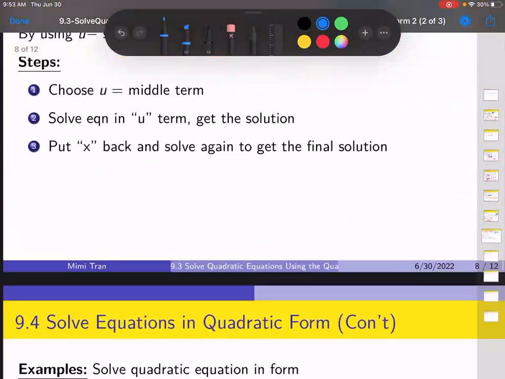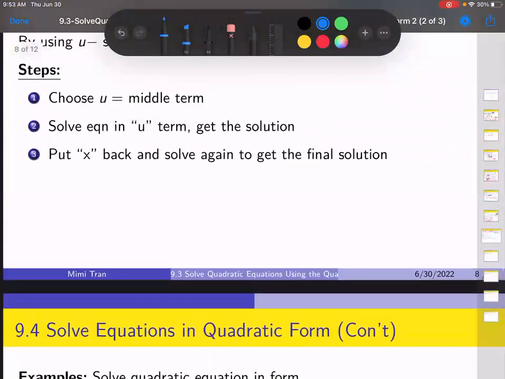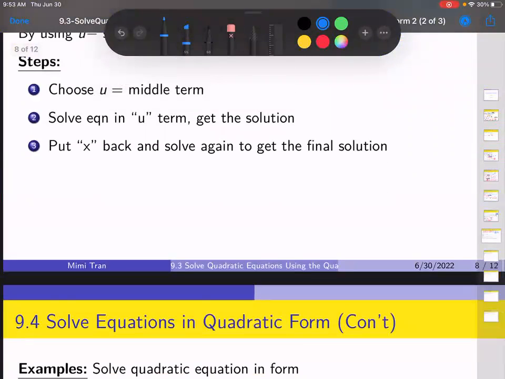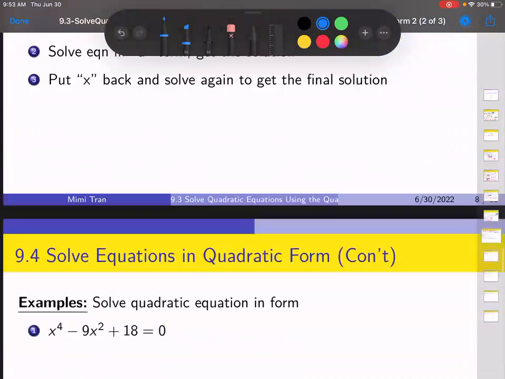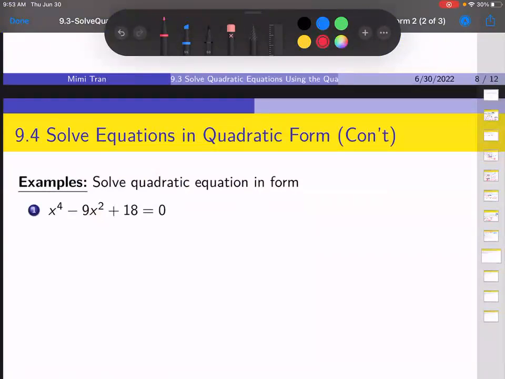So that's the first step. I wish I put number 1. Okay, so let's do that. First step is to let u equal the middle term. So that means the first step is let u equal x squared.